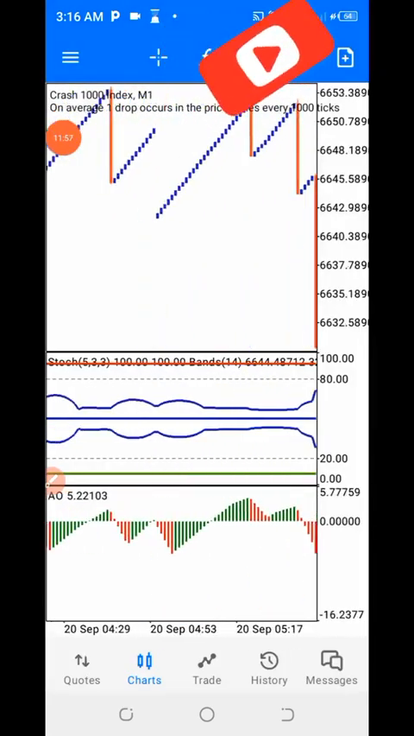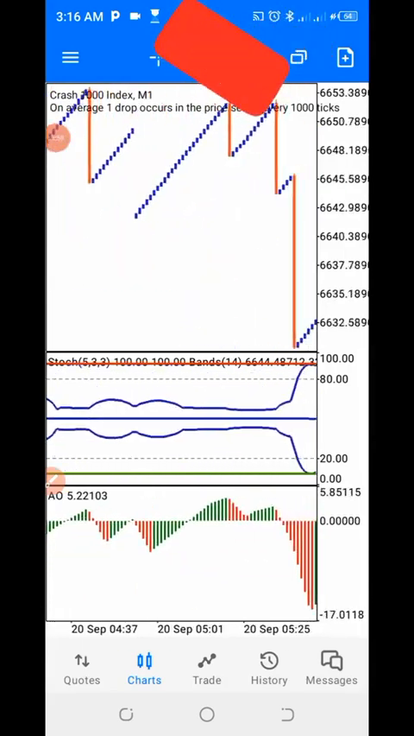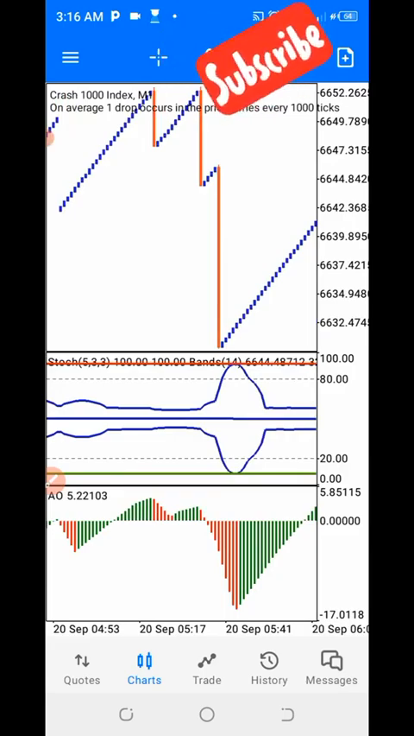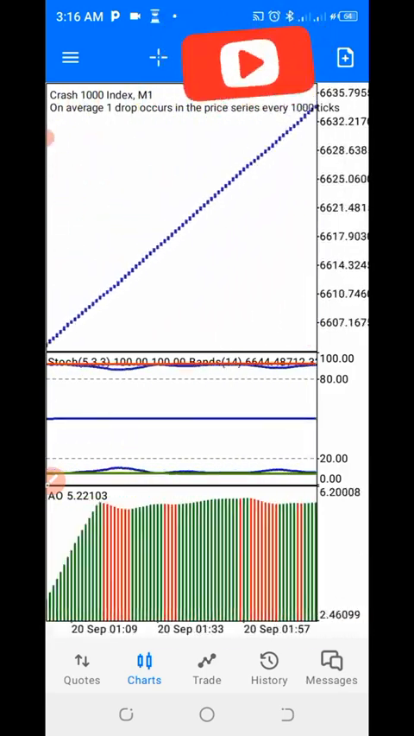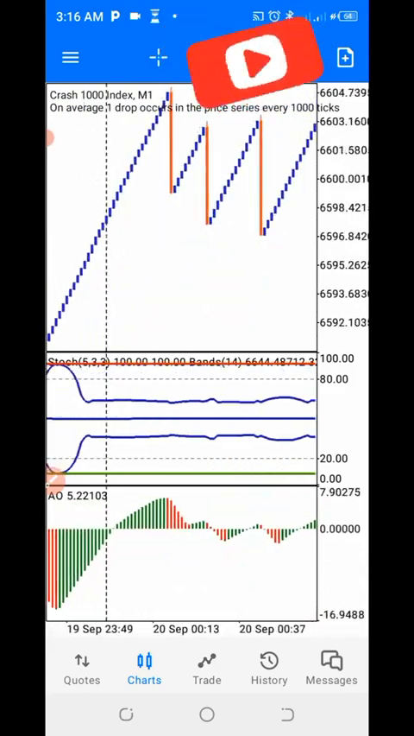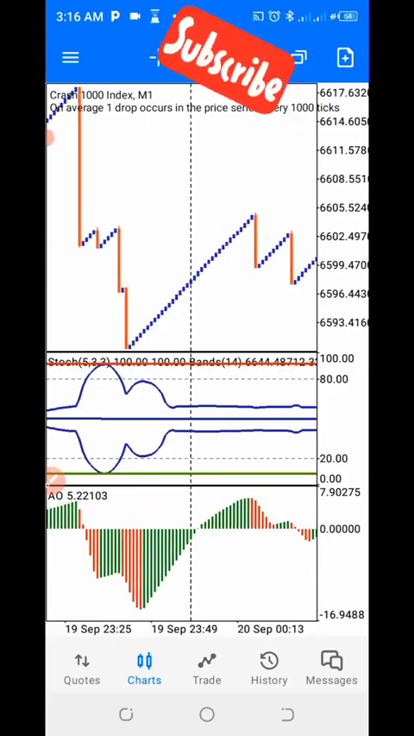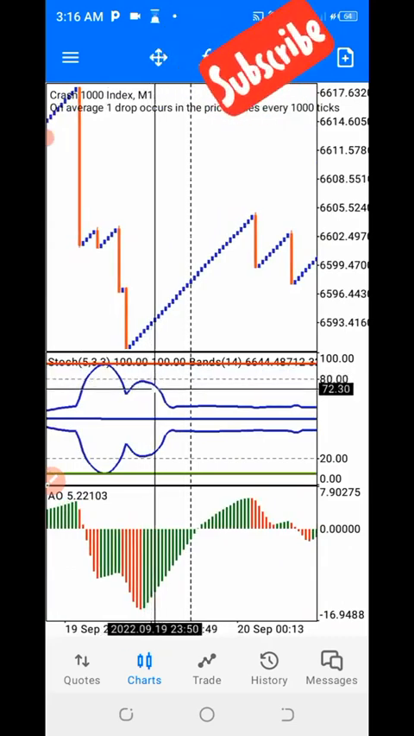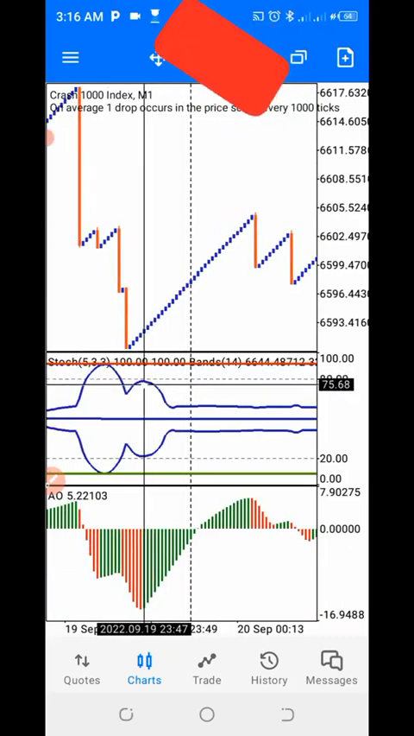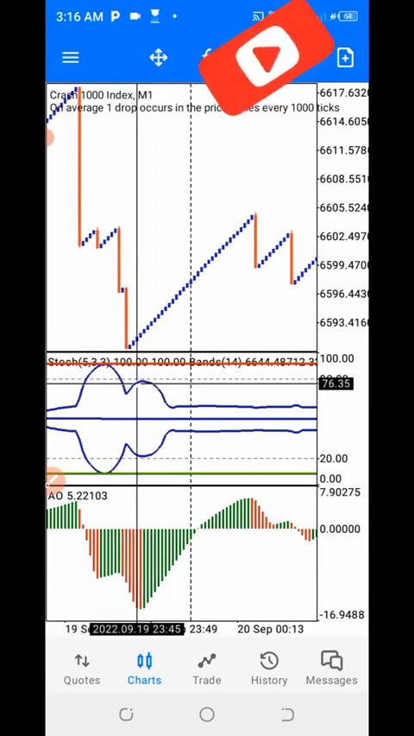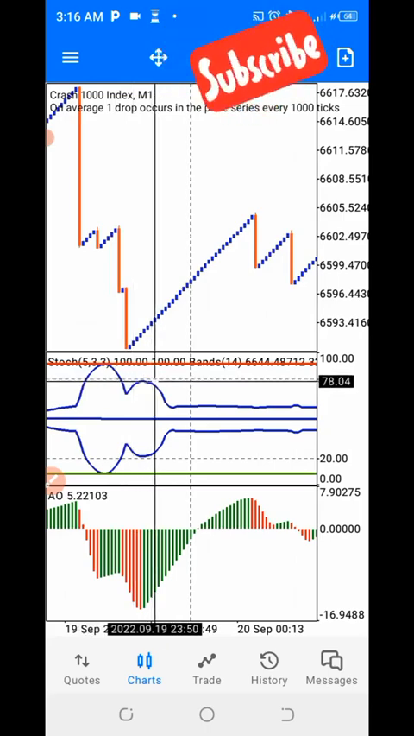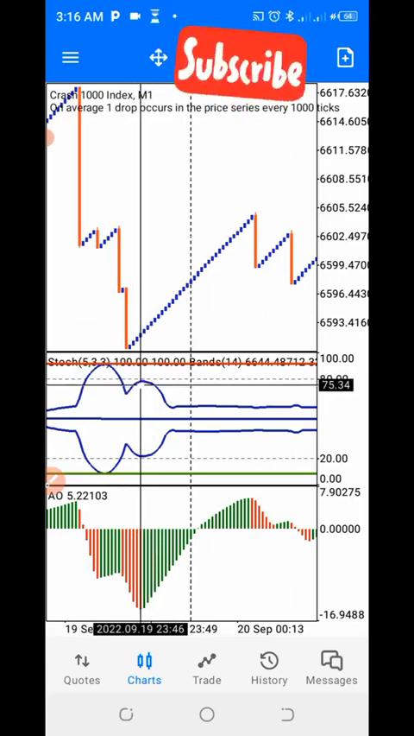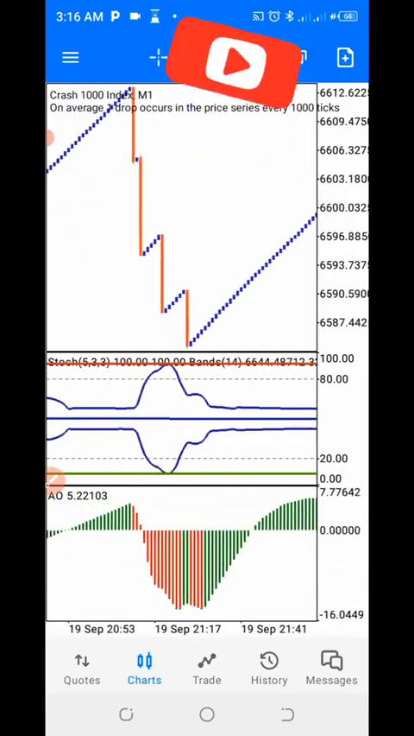This is another example here. There are many examples, as many as possible. All you need to do is wait for the setup. Wait for the setup. Wait for the condition to play out.